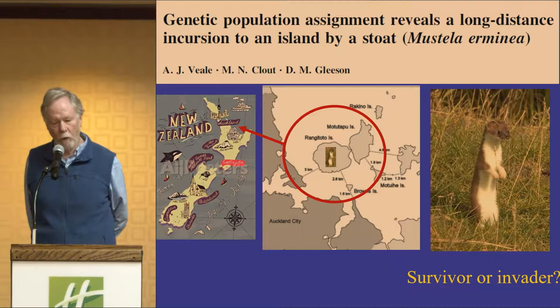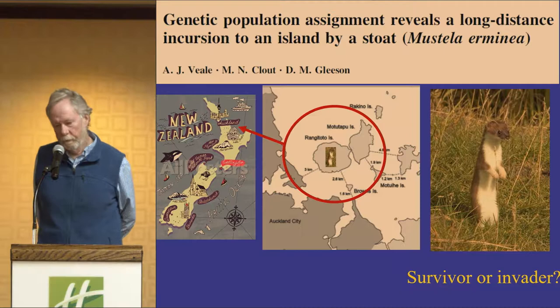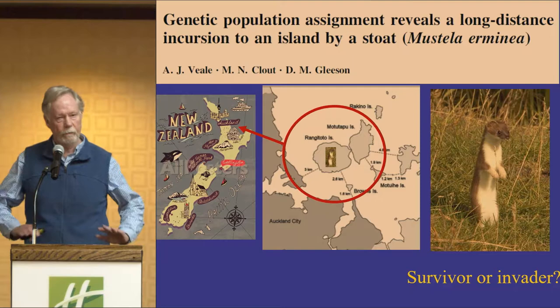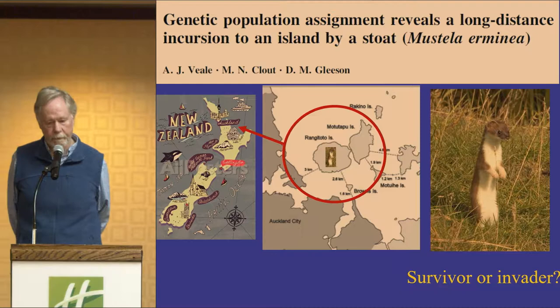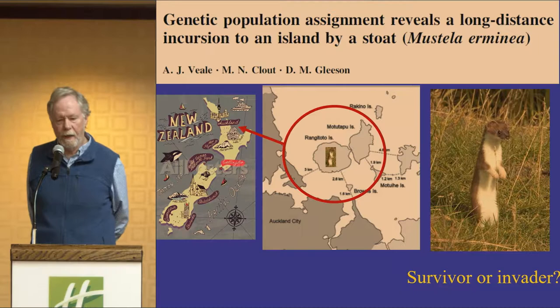And what they did was they went out and they removed all the stoats, the mustelid, from two islands which are near Auckland. They completely removed them by poisoning. And then they found a stoat back on the island. And so then the question was, well, is that somebody that they missed, or was that a stoat that liked to swim from the mainland and got out to the island?